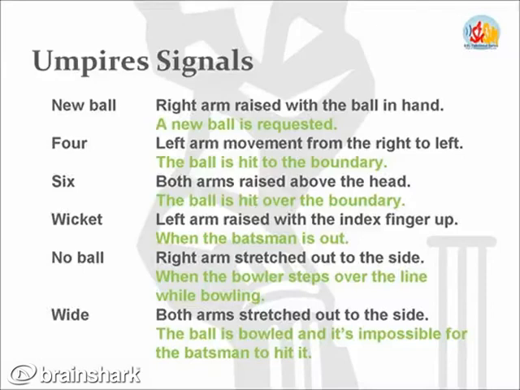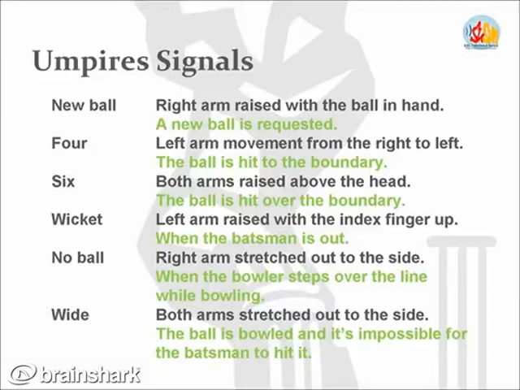Umpire signals. New ball. Right arm raised with the ball in hand. A new ball is requested. 4. Left arm movement from the right to the left. The ball is hit to the boundary. 6. Both arms raised above the head. The ball is hit over the boundary. Wicket. Left arm raised with the index finger up when the batsman is out.